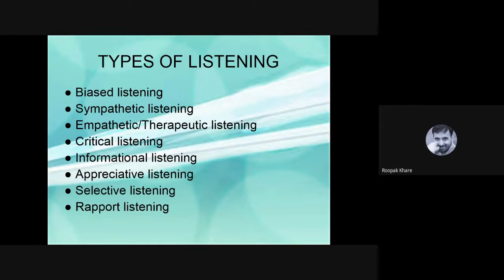Rapport listening: there could be a crowd at a party, but there are two people who are fond of each other, who have a good rapport between them. They are talking to each other, and they care not at all about anything else and anybody else. There could be music, there could be 10 other people speaking around, but they are listening to each other. That is rapport listening.